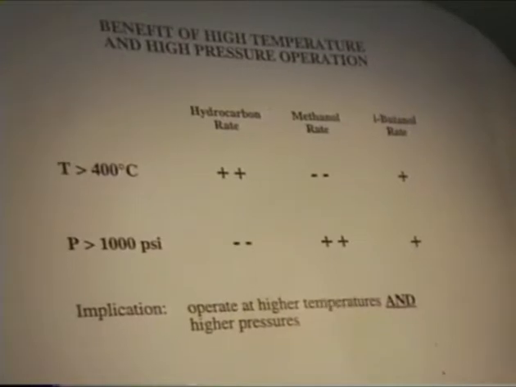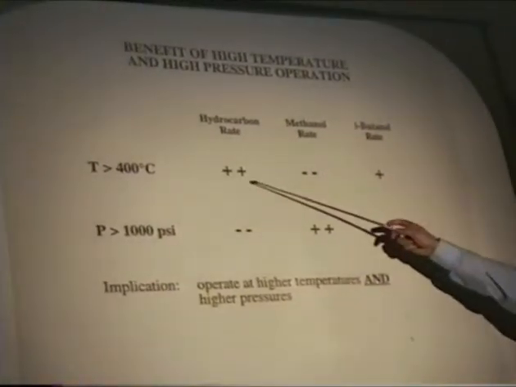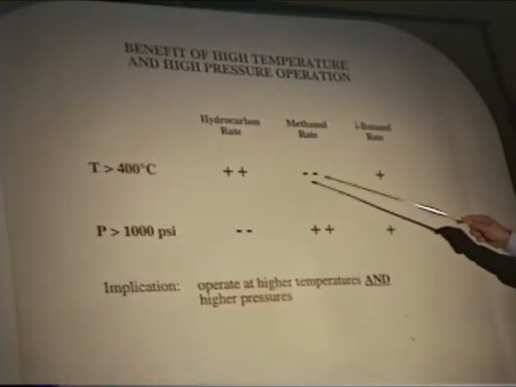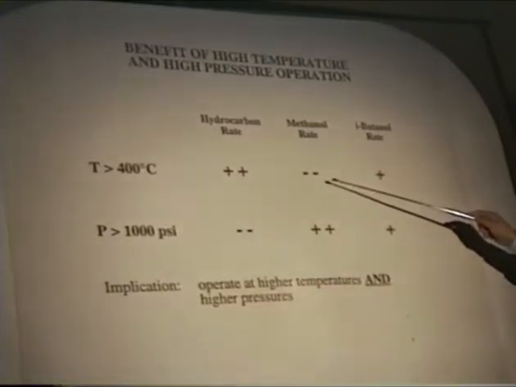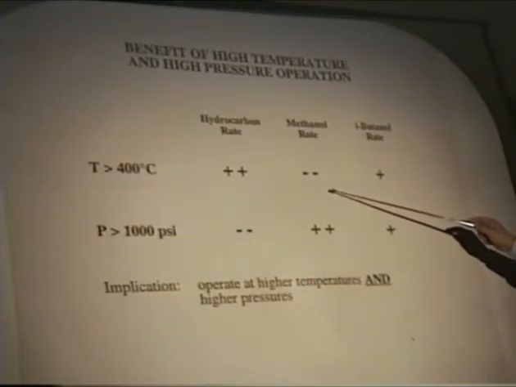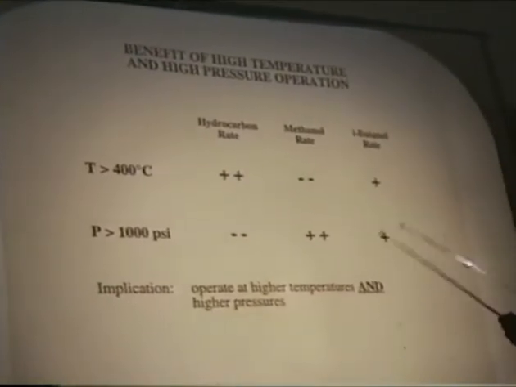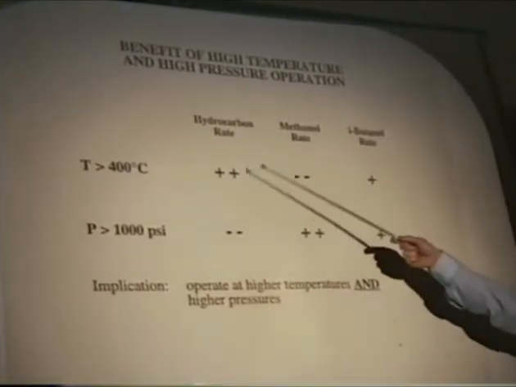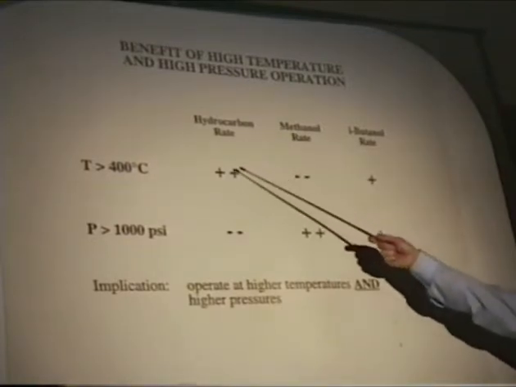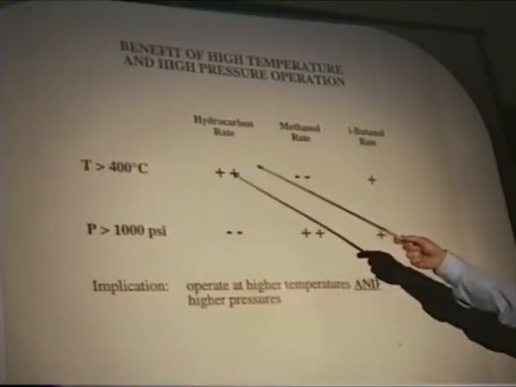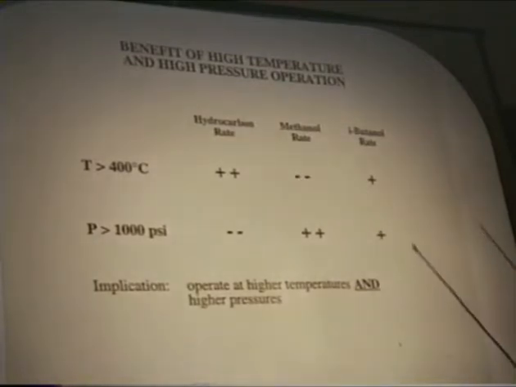Just to give you a summary of where my thinking is on this. As we go up in temperature, hydrocarbon formation is a problem for us. Methanol goes down because of the equilibrium constraints, so that's in the direction of goodness. And because it's a consecutive reaction, the isobutanol rate goes up. Notice that this catalyst really wants either to be a hydrocarbon former or a methanol former. So we're trying to go down a very fine line here between Fischer-Tropsch chemistry and methanol synthesis.